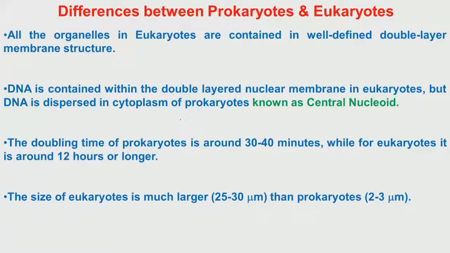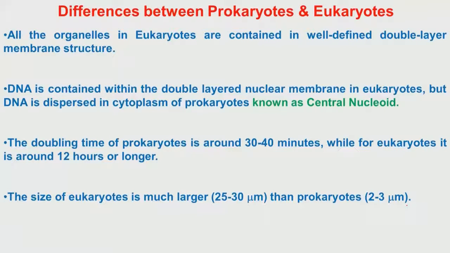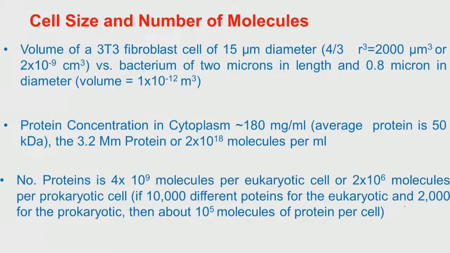The other difference is that the doubling time of prokaryotes is around 30 to 40 minutes. That means prokaryotes typically divide much faster than eukaryotes, which are truly nucleated cells. For eukaryotic cells, doubling time is somewhere around 12 hours or longer. The other thing you might have noticed in the last slide is that the micron scale bar is not there. Otherwise, the size of eukaryotes is much larger, around 25 to 30 micron, than prokaryotes, which is 2 to 3 micron. The first two differences I have already explained a few minutes back.